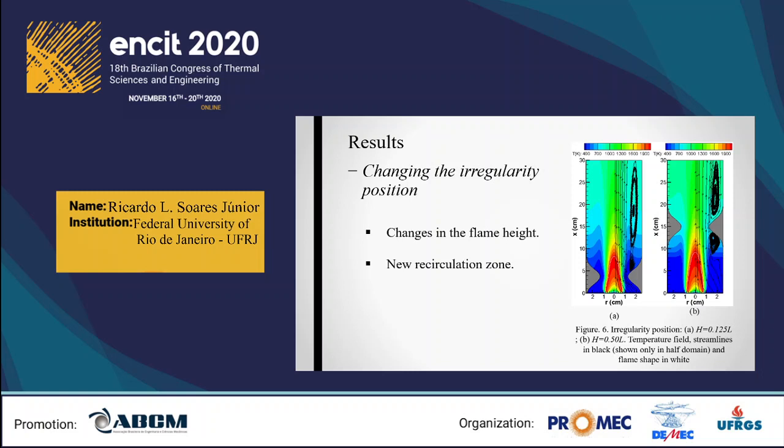The influence of the irregularity position was also investigated through changes in the parameter h. For the case in Figure 6a, the flame height is 7% lower than the base case shown in Figure 3a. The flame deflection occurs at a lower axial position associated with the oxidant deflection. The recirculation zone is formed at a lower axial position due to the irregularity's new position, which induces the flow separation close to the injection surface.